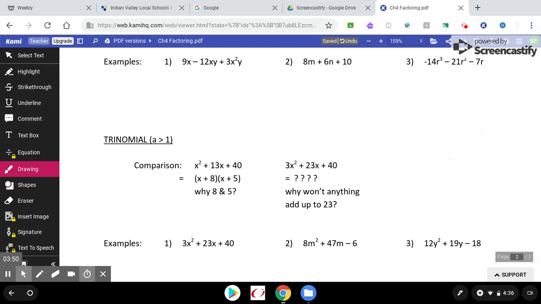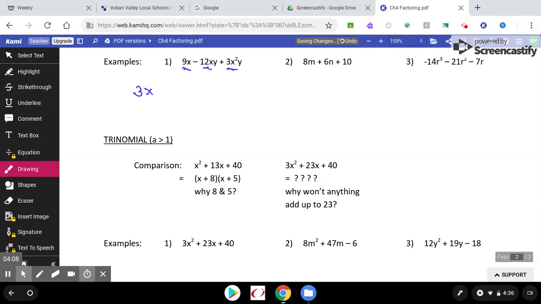So here's what I want to try to do. I want to ask myself, is there a number that goes into all three of those? And the answer is yes. 3 goes into all three. Is there anything else common? Well, this guy has an X, this guy has an X, and this guy has an X.